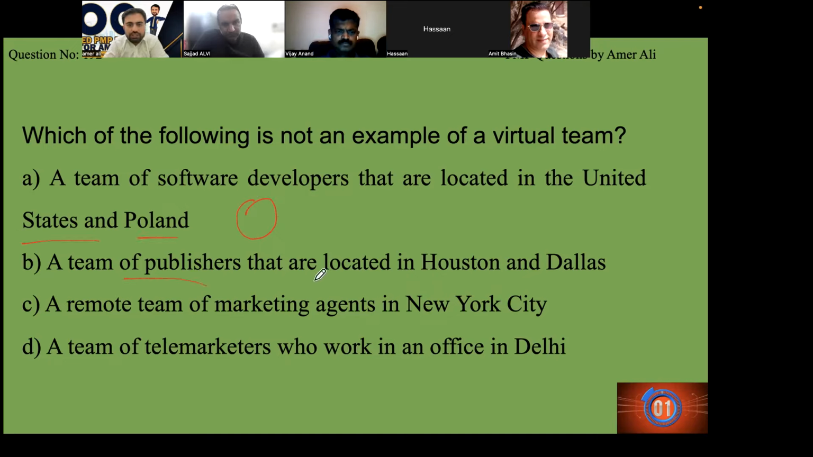A team of publishers that are located in Houston and Dallas. A remote team of marketing agents in New York. A team of telemarketers who work in an office. So they are working in an office. When you are working in the office, the straightforward answer is D. Okay.